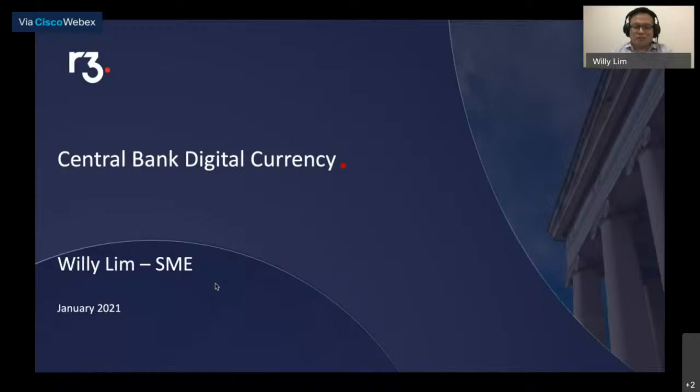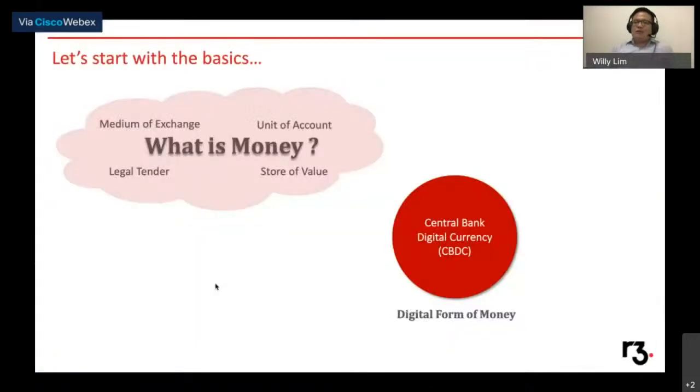world, from central bank all the way to, I would say, common households. So let's start probably in the beginning. Let's start with the very basics.